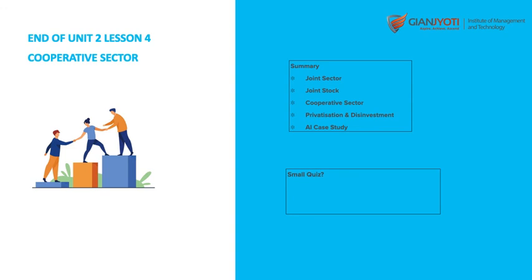So here is a small quiz for you. Question number 1: Maruti Udyog Limited was incorporated in which year? You need to tell me that. Citibank is what sort of sector company? And third, IFFCO stands for what? So MUL was incorporated in the year 1981. Citibank is a joint stock company, and IFFCO stands for Indian Farmers Fertiliser Cooperative Limited.